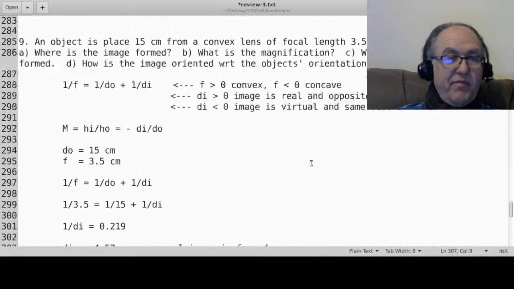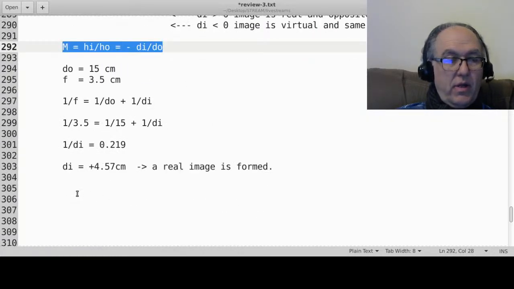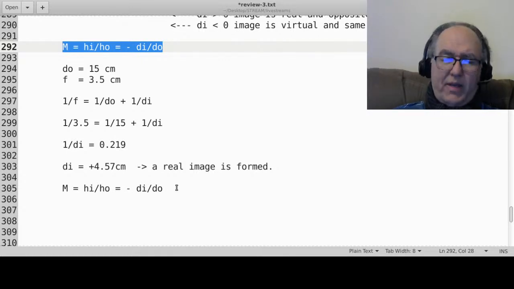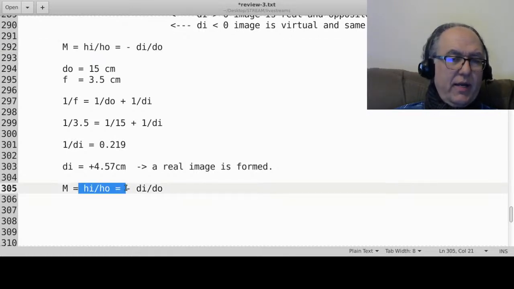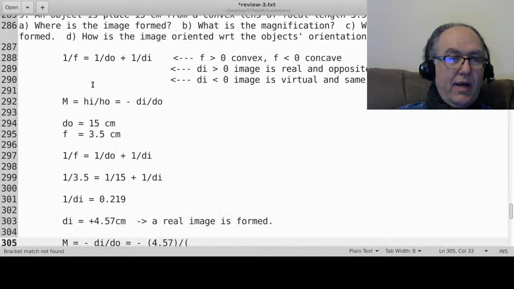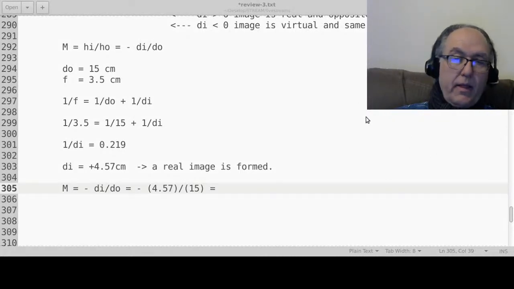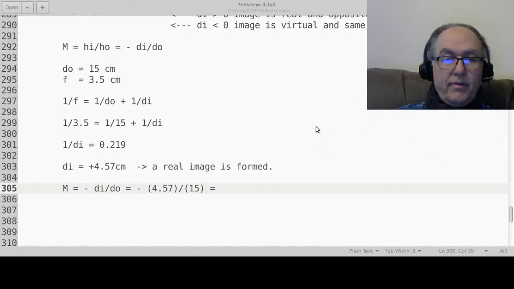Now let's go back to the magnification. What is the magnification? That's given by this formula right here. If you look at the information I gave you, I said nothing about HO and HI. That's right, you don't need HO and HI to get the magnification. You just do negative DI divided by DO. So that's going to be negative, and DI we've just said was 4.57, and DO is 15 centimeters. That's going to give me a number. What number will it give me?